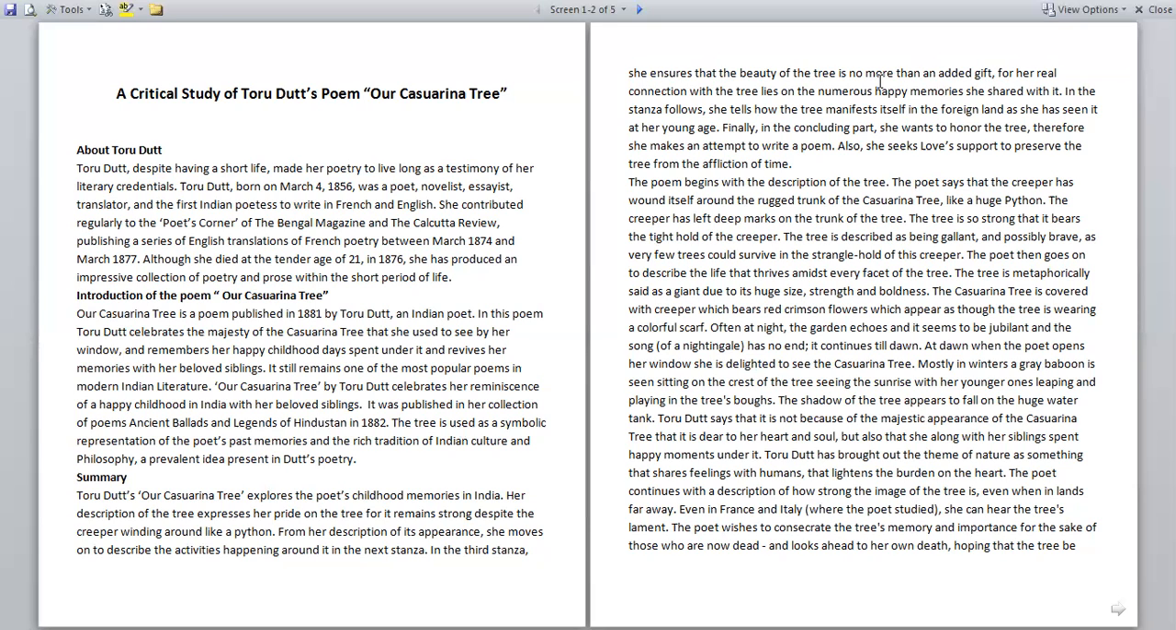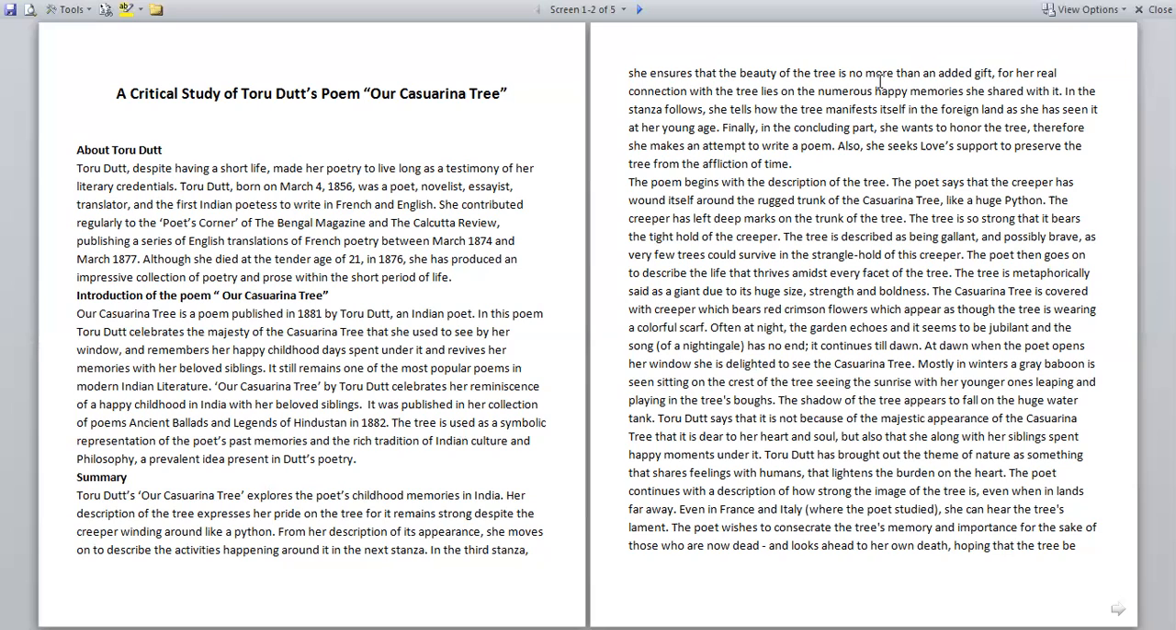In the stanza that follows, she tells how the tree manifests itself in the foreign land as she had seen it at her young age. Finally, in the concluding part, she wants to honor the tree, therefore she makes an attempt to write a poem. Also, she seeks love and support to preserve the tree from the affliction of time.